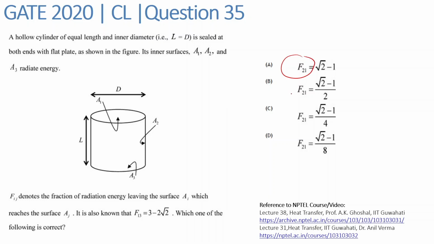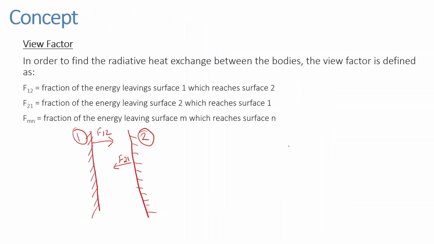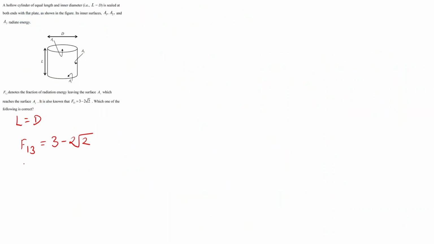In all these cases we have to find F21 and just compare the values, which one of the following options is correct. So F21 is question mark. For this surface, from the additivity rule we can write F11 plus F12 plus F13 will be equal to 1.